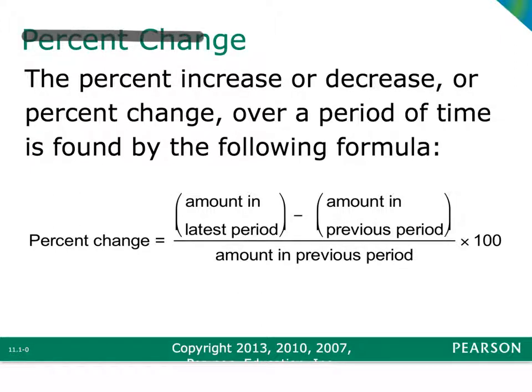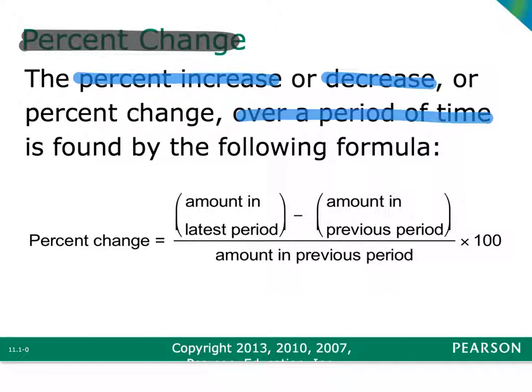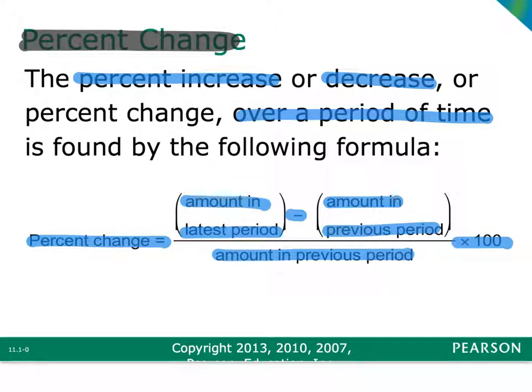Okay, now let's talk about percent change. When we talk about percent change, we're looking at percent increase or decrease, over a period of time. Okay, and we use this formula. So our percent change is, we take the amount in the latest period minus the amount in the previous period and divide it by the amount in the previous period and then multiply times 100. So this is sort of like the now, this is before, and we divide it by before. So we take now minus before over before, times 100. Okay. So let's look at some examples of that.